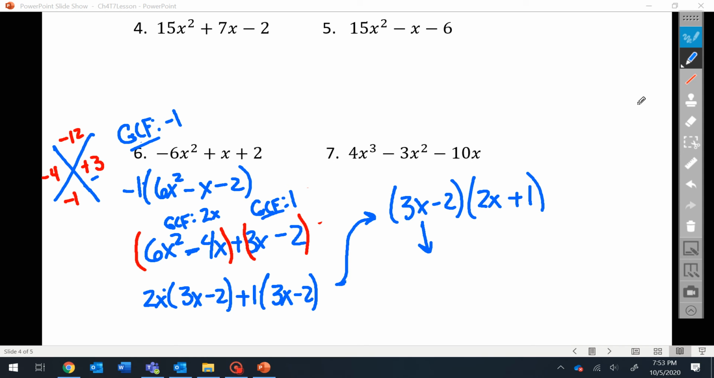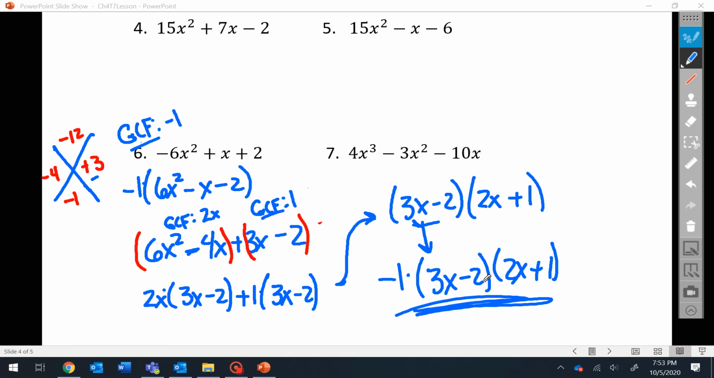Now, I'm not done yet because I still need to take into account the negative 1 that I started with. So negative 1 was factored out, and then we got factors 3x minus 2 and 2x plus 1. Okay, so this is my factored form of the original problem. Negative 1, 3x minus 2, and 2x plus 1. Each one of these is a factor because they're multiplied together. So negative 1 is a factor of this, 3x minus 2 is a factor of this, and 2x plus 1 is a factor of this.